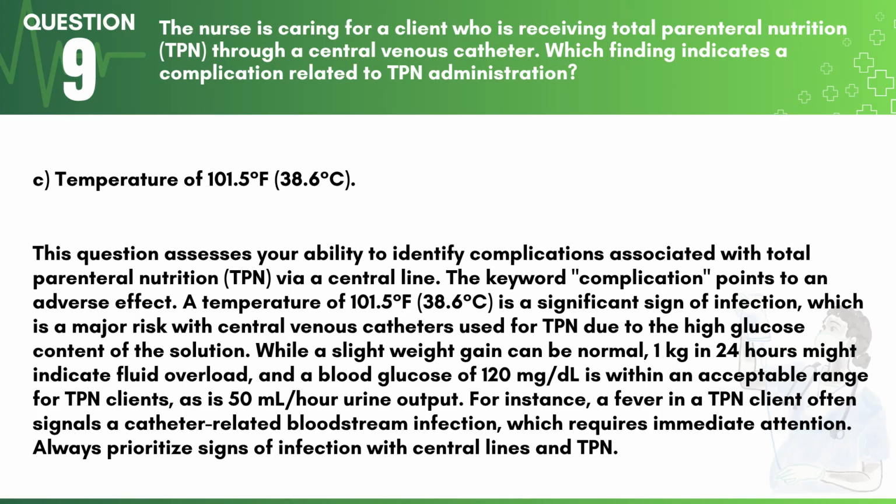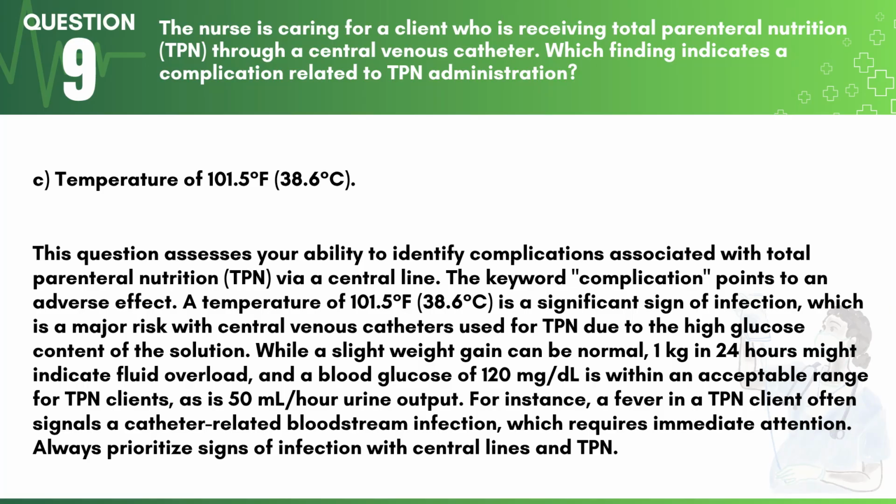Answer: C. Temperature of 101.5 degrees Fahrenheit, 38.6 degrees Celsius. This question assesses your ability to identify complications associated with total parenteral nutrition, TPN, via a central line. The keyword, complication, points to an adverse effect. A temperature of 101.5 degrees Fahrenheit, 38.6 degrees Celsius is a significant sign of infection, which is a major risk with central venous catheters used for TPN due to the high glucose content of the solution.